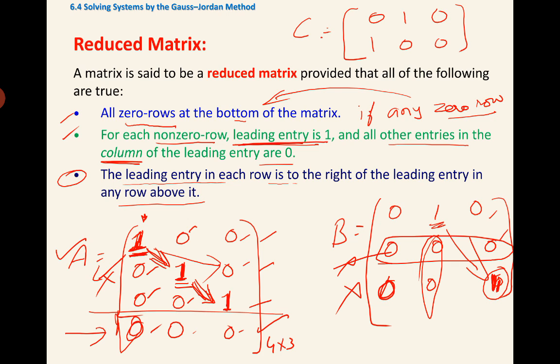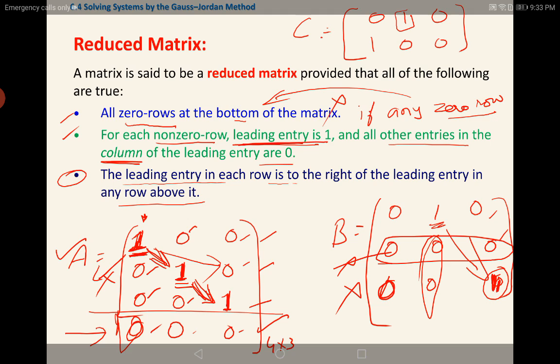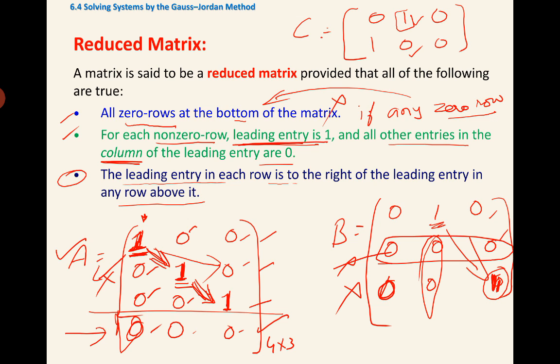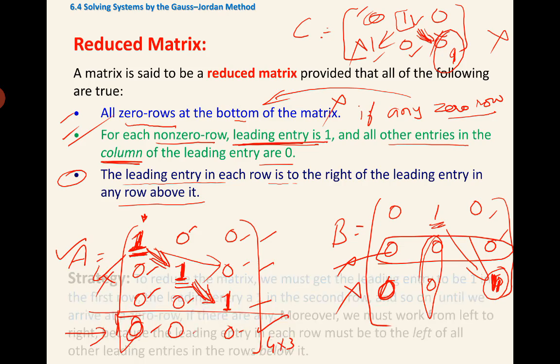And let's see what is wrong with C. Is it a reduced matrix? There is no 0 row, so no worry about the first point. Second point, leading entries are 1. Other elements in the column are zeros. Leading entry is 1. Other elements are zeros. Second point is good. But the third point, the leading element is not on the right side. The second row leading element is not on the right side. It is on the left side. This is a failure, isn't it? So that's a failure.